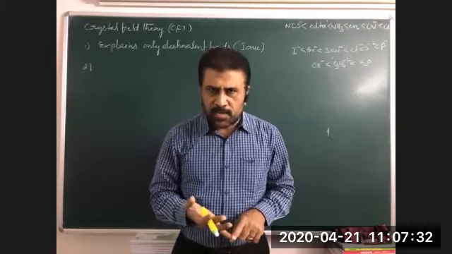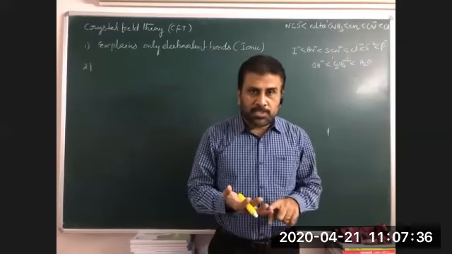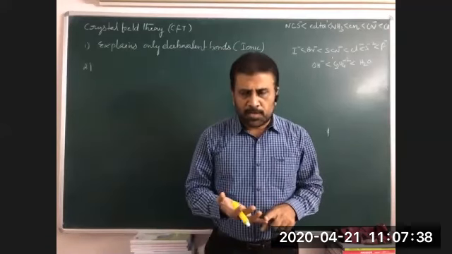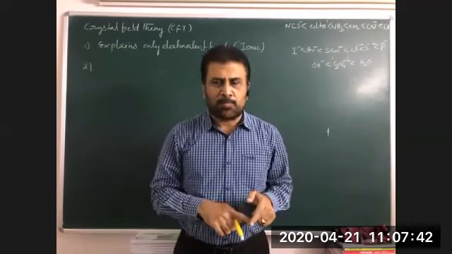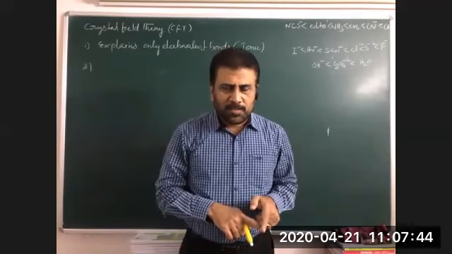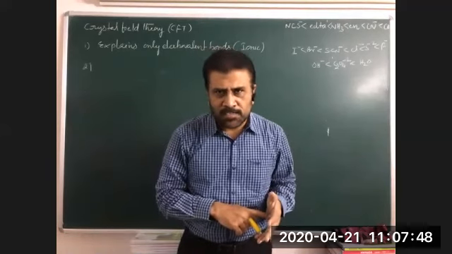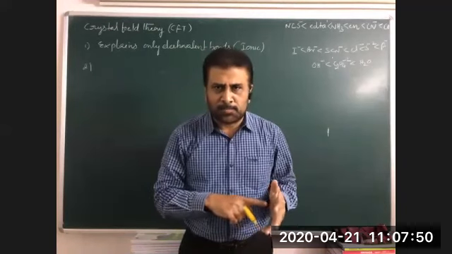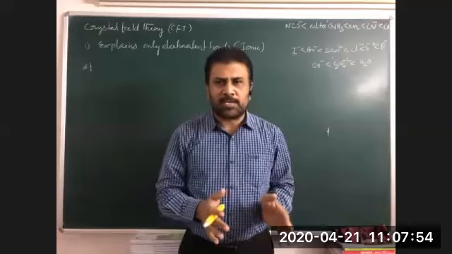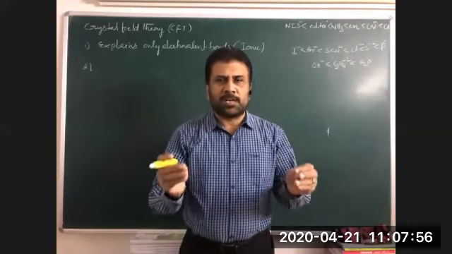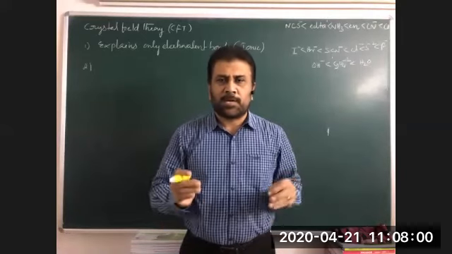All ligands are called point charges. Why? Because they donate a lone pair of electrons to the central metal atom. Hence, they are called point charges. If it is Cl minus or Br minus or hydroxide ion, they appear as point charges. That means if you consider negative ligands, it is very clearly evident that there are certain charges. So hence they are called point charges.